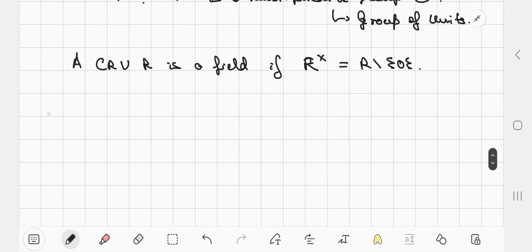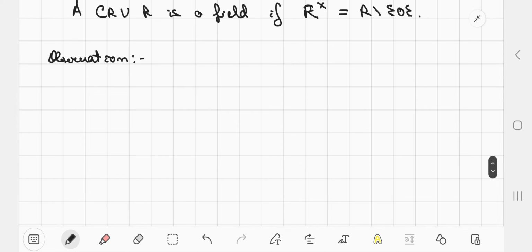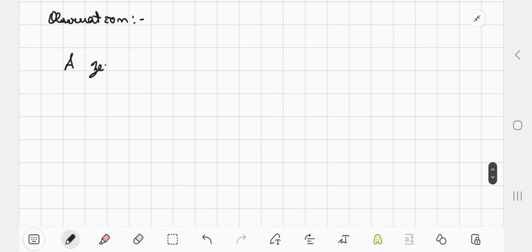The next important observation I should speak about is that a zero divisor can never be a unit, right? And vice versa as well. So I am writing it like this: a zero divisor can never be a unit.